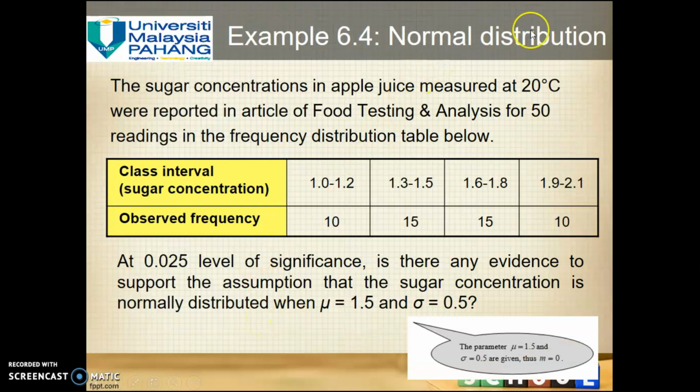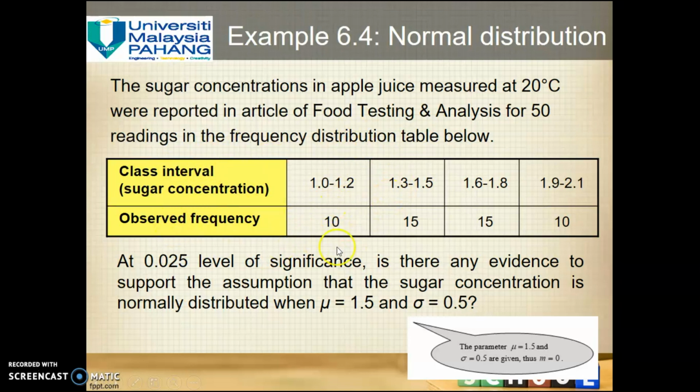Then we have the normal distribution. The sugar concentration in apple juice measured at 20 Celsius was reported in an article of Food Testing and Analysis, for 50 readings in the frequency distribution table below. Because the normal distribution is a continuous distribution, your categories will be in terms of intervals. Because it is continuous, the classes must be continuous to each other. That's why the categories given here are in terms of intervals.